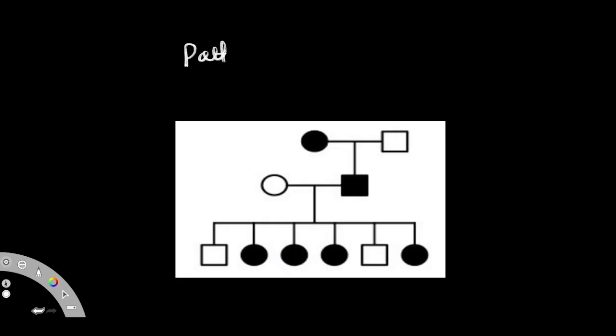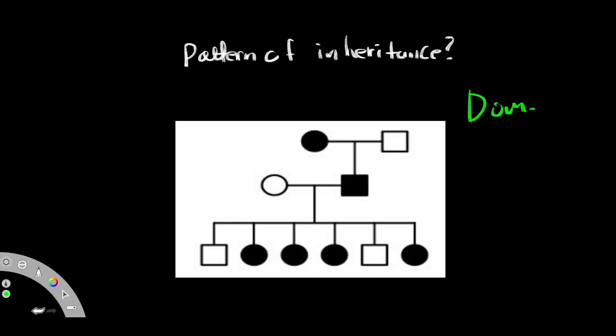Alright, same thing. Tell me the pattern of inheritance. Give it a try, resume when you're done. Alright, let's do the checklist. All affected individuals have an affected parent. Individual affected, affected parent. Individual affected, affected parent. So this is probably going to be dominant. Is this going to be autosomal or X-linked? Remember, if it's X-linked, all affected males have affected moms. Affected male, affected mom. Okay, so this could be X-linked maybe.